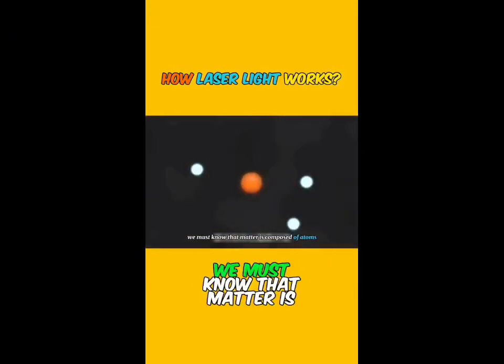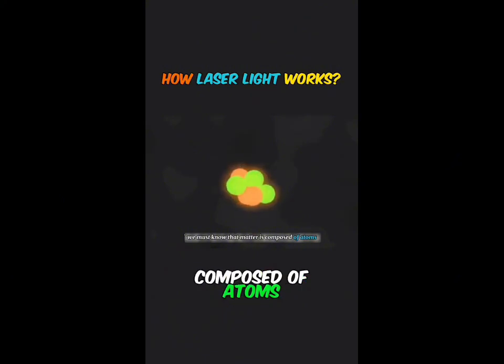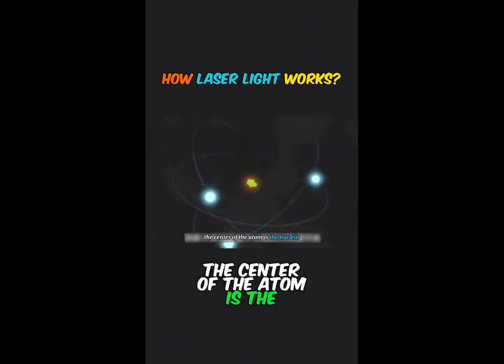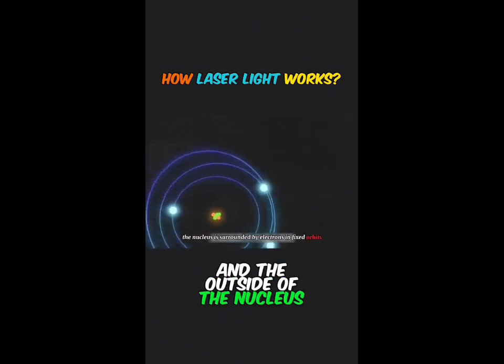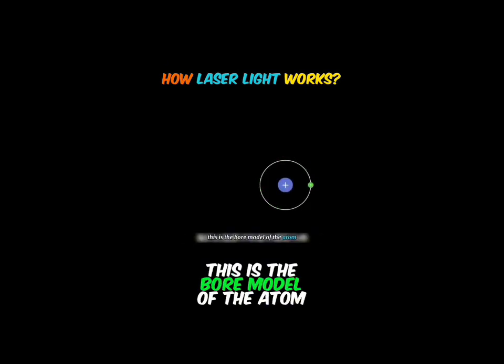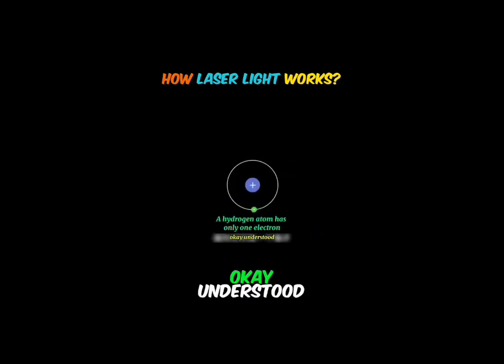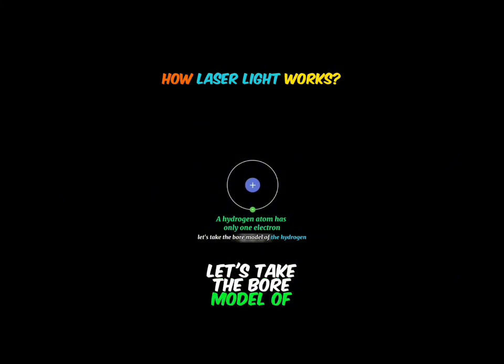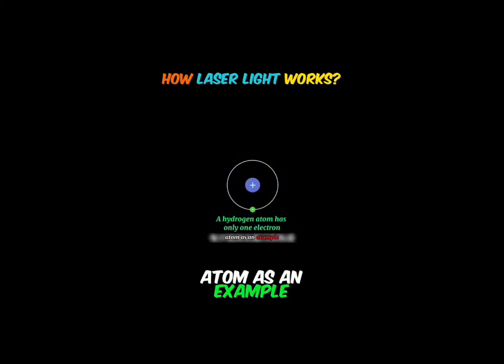First of all, we must know that matter is composed of atoms. The center of the atom is the nucleus, and the outside of the nucleus is surrounded by electrons in fixed orbits. This is the Bohr model of the atom. Okay, understood. Let's take the Bohr model of the hydrogen atom as an example, because it only has one electron.